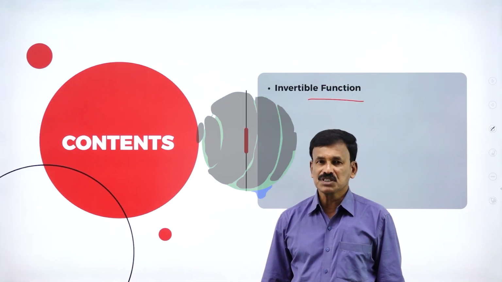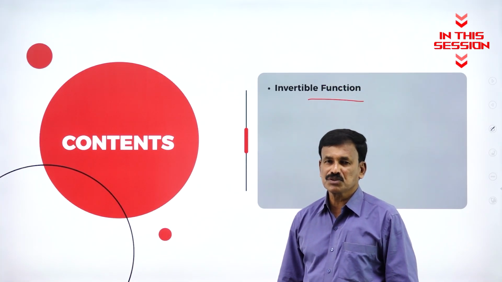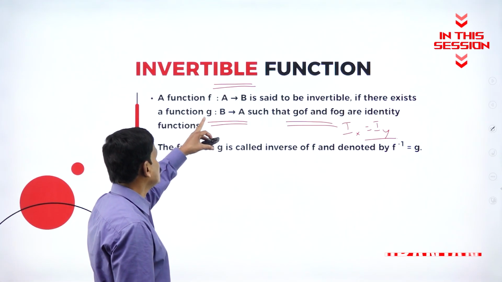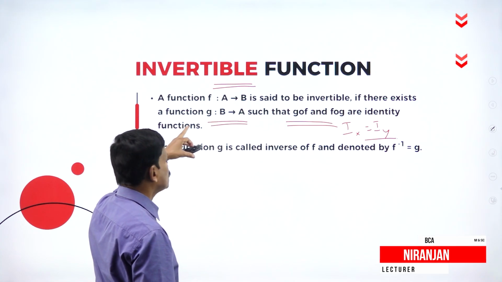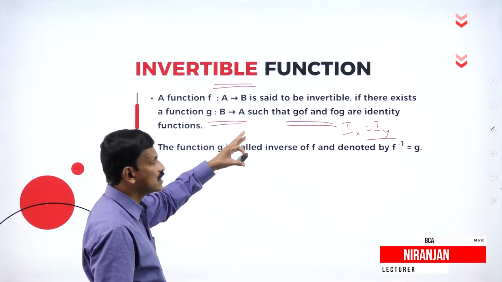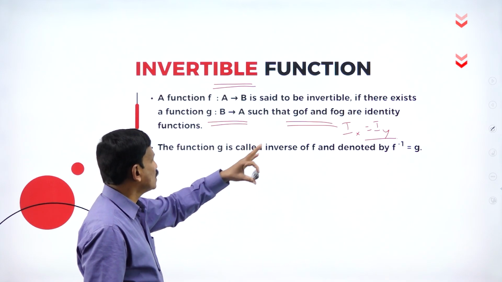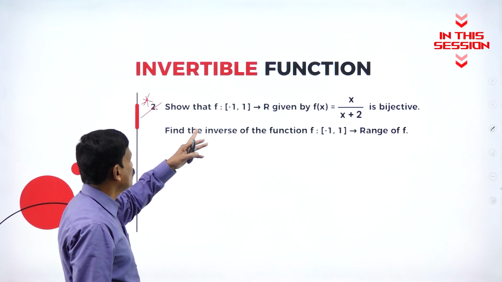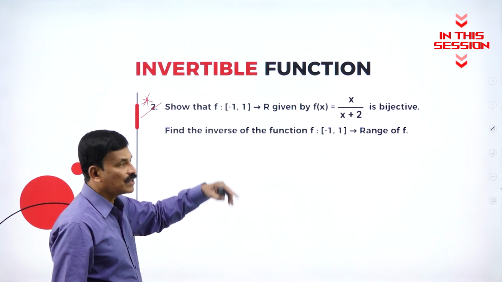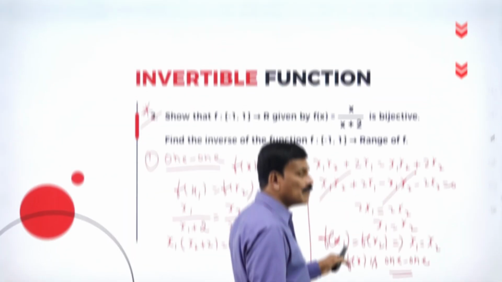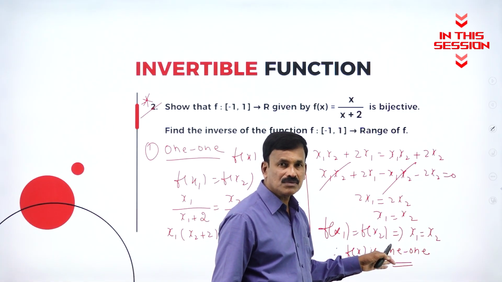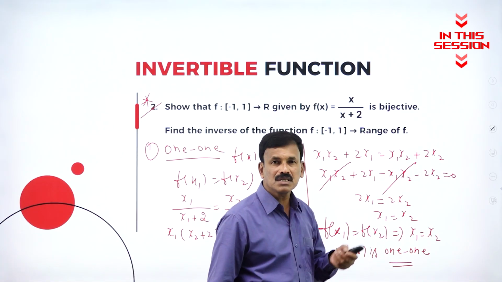So a function which is both 1-1 and onto is said to be a bijective function. A function f from A to B is said to be invertible if there exists a function g from B to A such that g∘f and f∘g are identity functions. F from [-1, 1] to R given by f(x) = x/(x+2) is bijective. f(x1) = f(x2) implies x1 = x2, therefore f(x) is a 1-1 function.